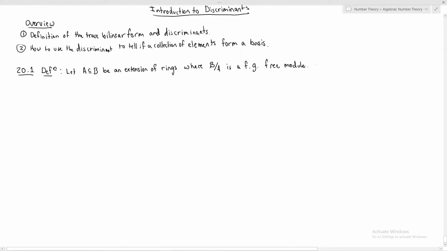So recall we have the trace map. So this is from a few lectures ago. Trace. This is a map which goes from B to A. And essentially what it does is you pretend that an element of B, you can write it as a matrix with entries in A, and taking the trace of this matrix is the trace of that element.